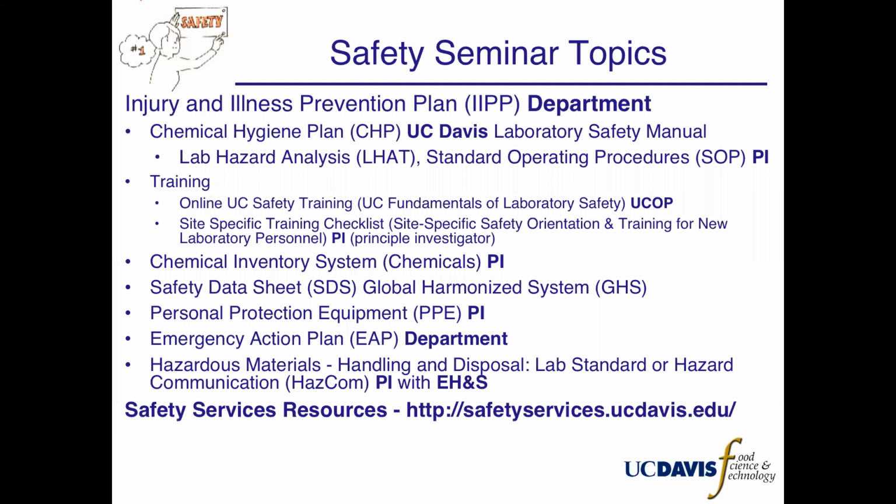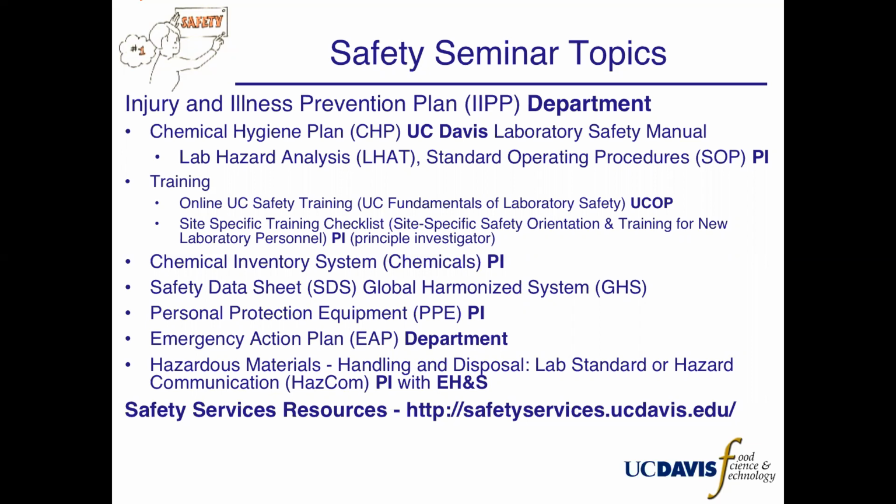These are the main topics that we will discuss today. The Injury and Illness Prevention Plan, or IIPP, which is filled out and provided to employees and students by the department. The Chemical Hygiene Plan, which is in the Campus Distributed Laboratory Safety Manual. Lab Hazard Analysis Tool, or LHAT, and Standard Operating Procedures, which are lab-specific and completed and distributed by the PI. Training such as the UC safety training called the UC Fundamentals of Laboratory Safety, and site-specific training, which is done by the PIs or lab managers in each laboratory.